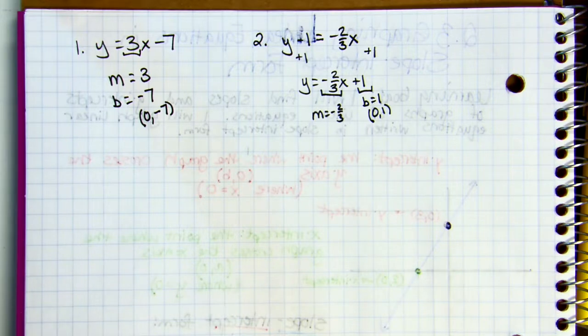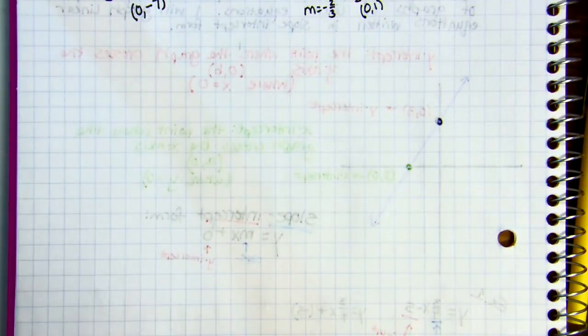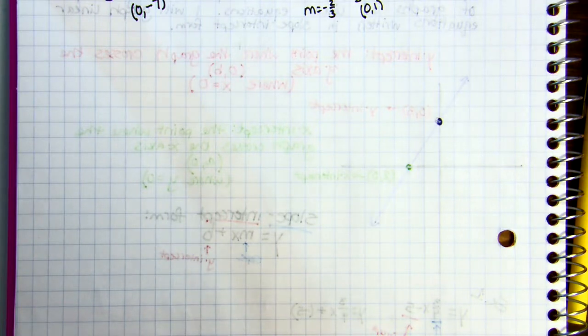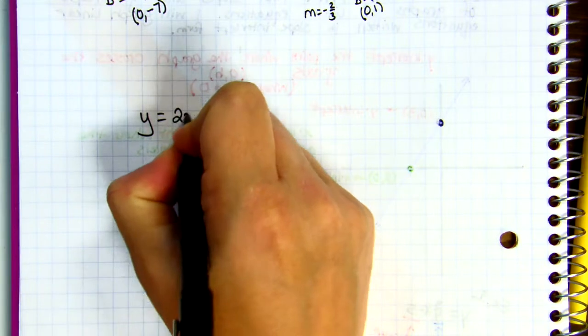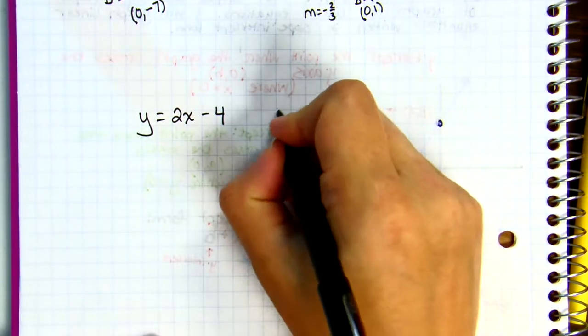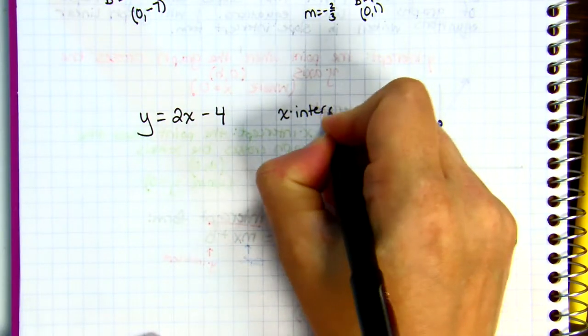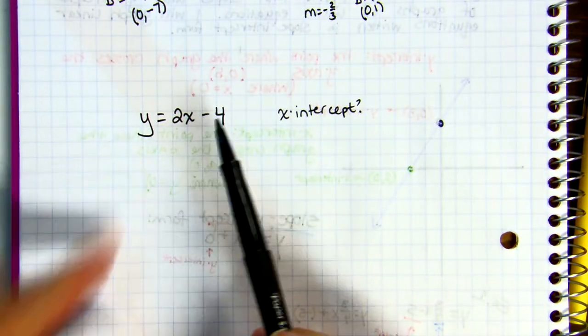And that's about it. So I showed you how to graph it. I showed you how to just identify the slope and the y-intercept. One other thing that you might need to know is how to find the x-intercept. So let me just do an example. If I had y equals 2x minus 4 and I wanted to find the x-intercept, remember the x-intercept is where this graph is going to cross the x-axis.